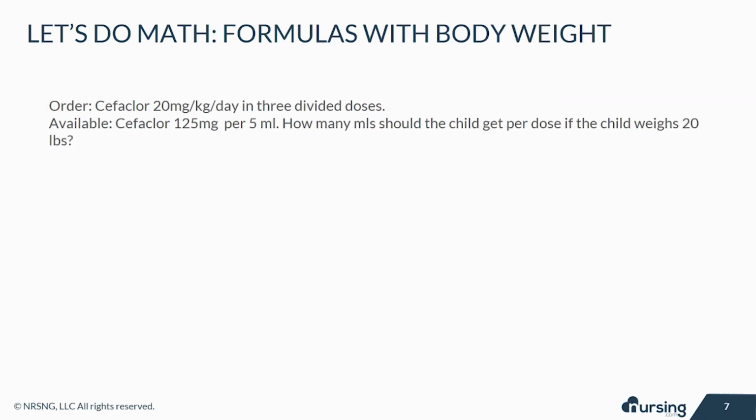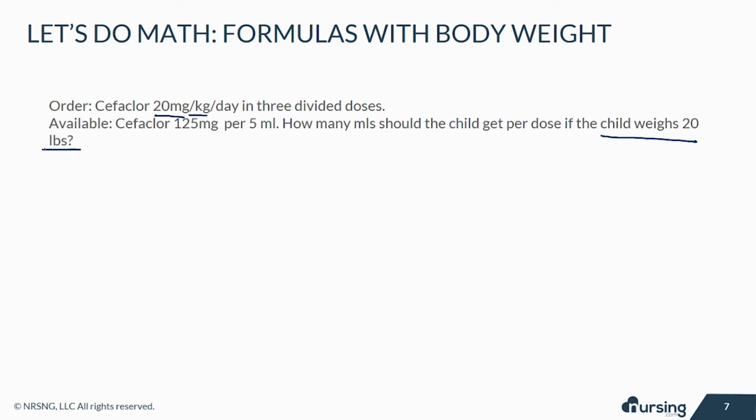So now we got the easy part out of the way. Let's get a little bit more difficult. Calculations using body weight are a little different. Now we can still use the basic formula, but not right away. So here's an example, okay? What you'll notice here is the additional information. We now have a dose per kilogram in our order. So now we have to look for weight somewhere, which is at the end here. We have a child that weighs 20 pounds, right?